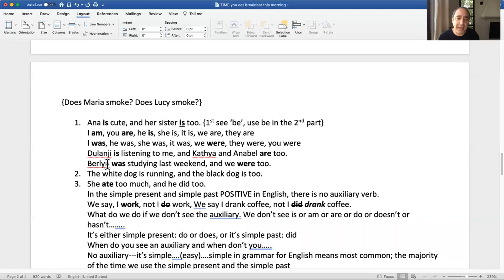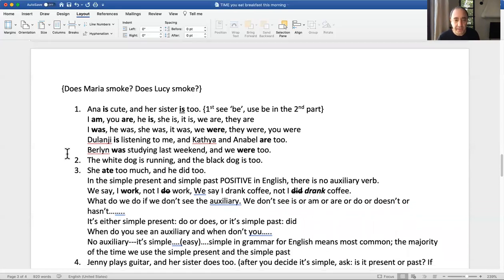If you see be in the past, Berlin was studying last weekend. You see be, use be. If you see be in the past, use be in the past. And we were too. Okay, the second example continues that.